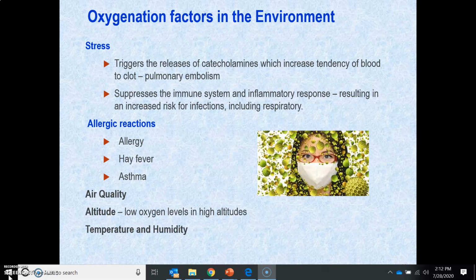Temperatures and humidity. There's nothing like going out in the wintertime when it's -5 and the air hits you. It's really cold, sort of takes your breath away. But then again, in the summertime when it's 95 degrees and the humidity is 100%, you feel like you're breathing in a shower. So temperature and humidity impact our oxygenation status as well.